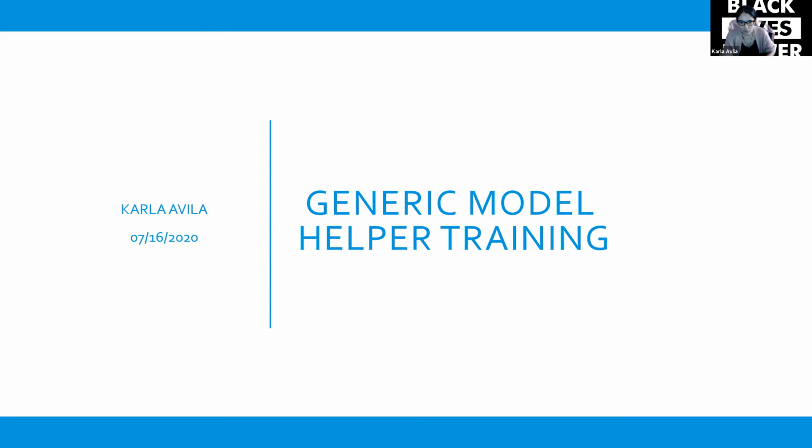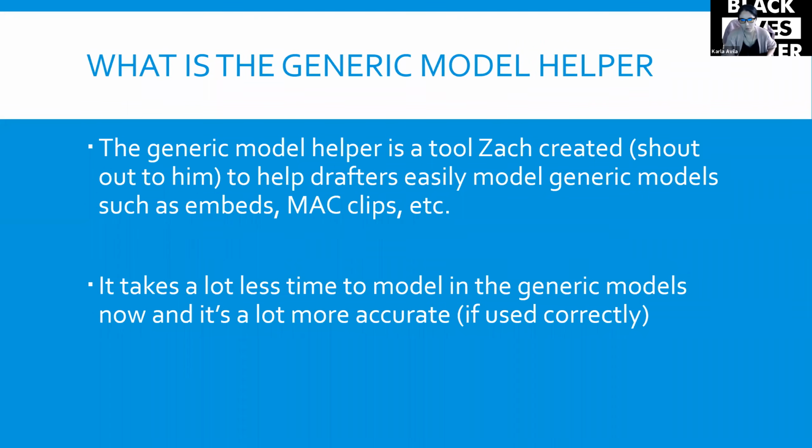So you might be asking what the generic model helper is. The generic model helper is a tool that Zach made for the drafters so that we can easily model in generic models in our projects, like mat clips, embeds, or sunshade brackets. And shout out to Zach for making this.